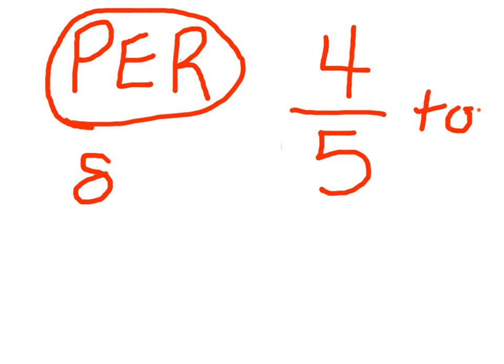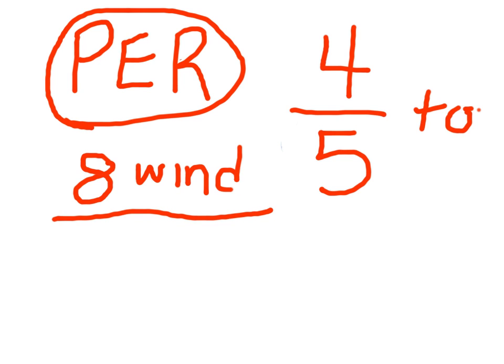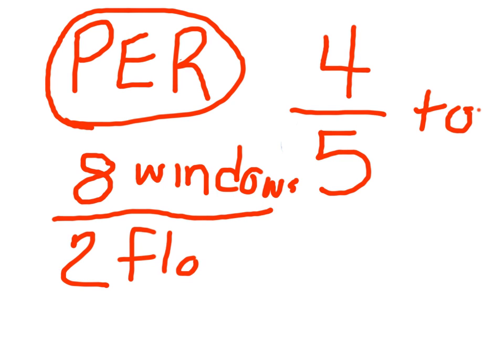So 8 windows per 2 floors in my house. 8 windows per 2 floors. The per is referring to the line.